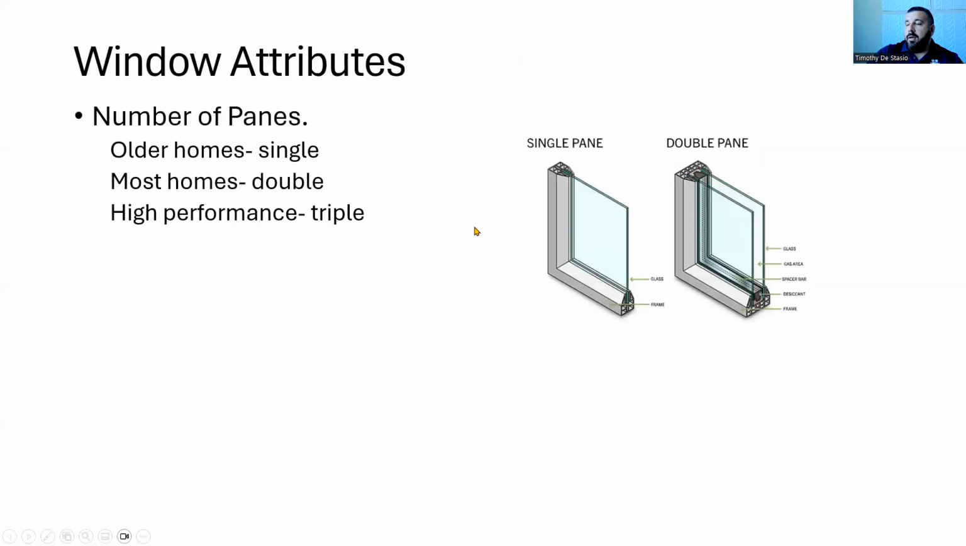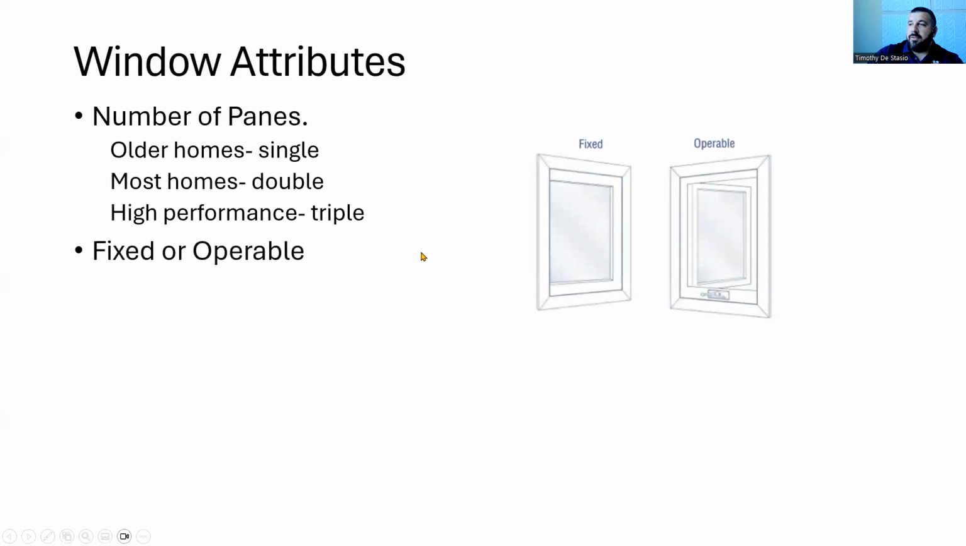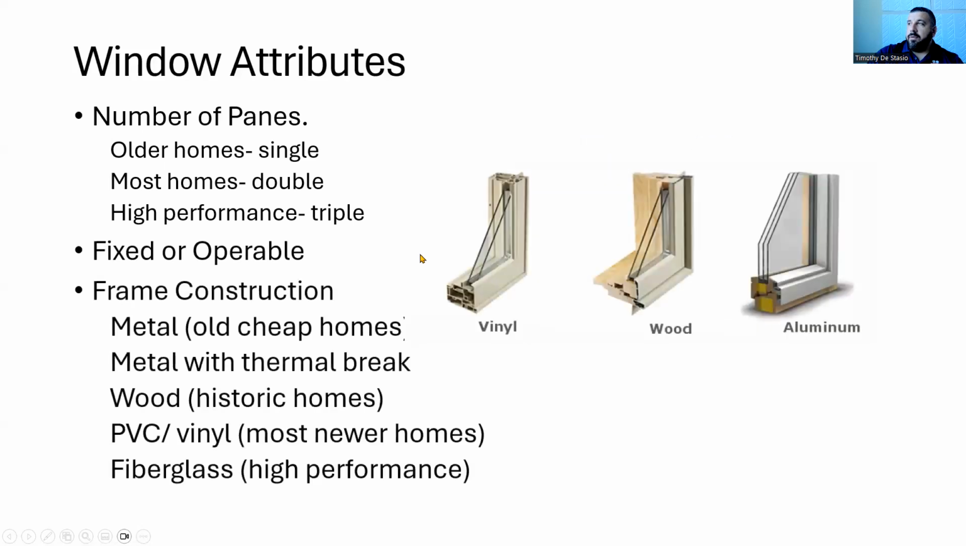Another attribute of windows that you want to pay attention to is how many panes. Typically, an older home is going to have single pane windows. Most homes in the home stock that you're going to be running into, a typical neighborhood, are going to have double pane windows. And then when you get into super high performance houses, you may see triple pane windows. Fixed or operable windows is another attribute that the software is going to ask you for.